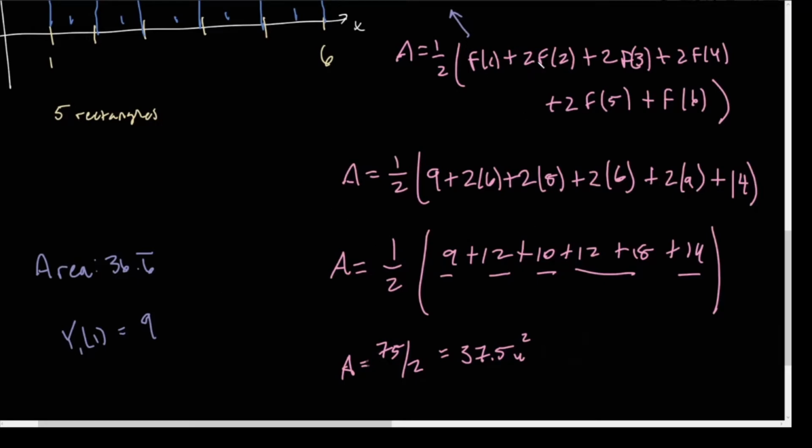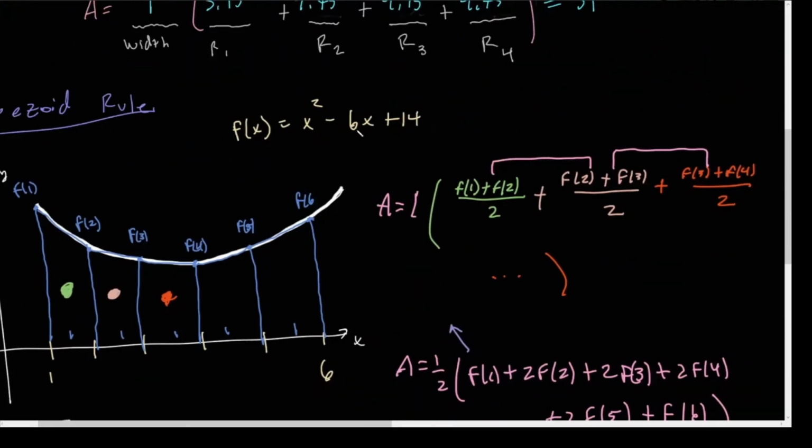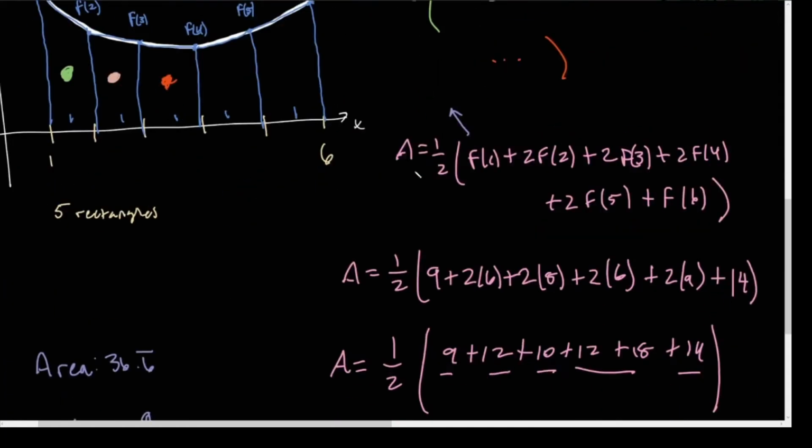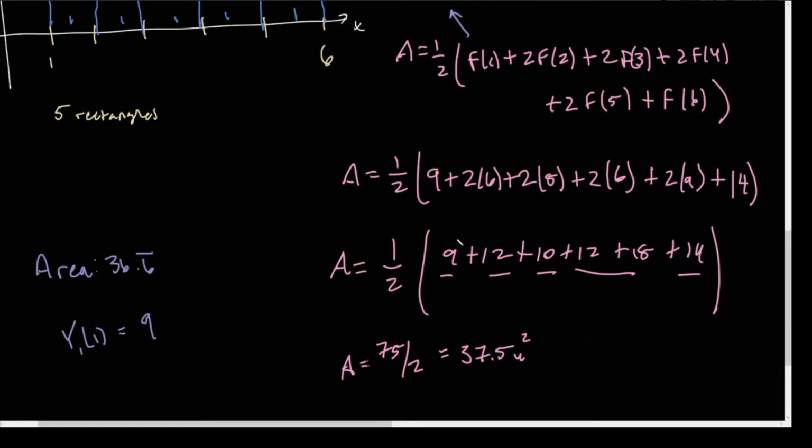Just plug it in. So f of 1, you plug in 1. 1 squared minus 6 times 1. So 1 minus 6 is negative 5, plus 14. It's 9, like we said earlier. Does that answer your question, Jalen? Does anybody have questions about trapezoid rule?